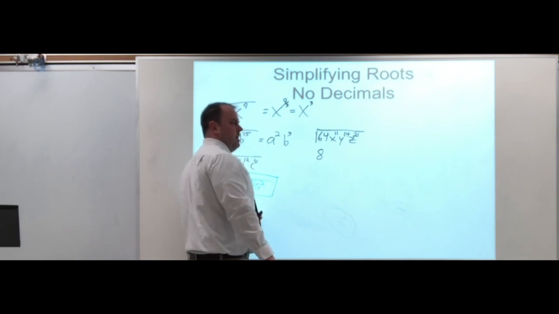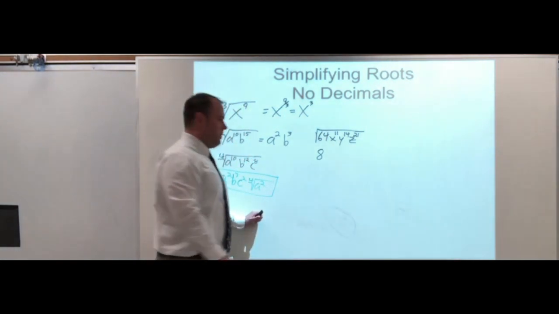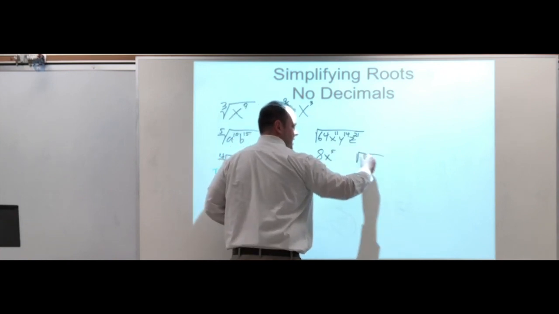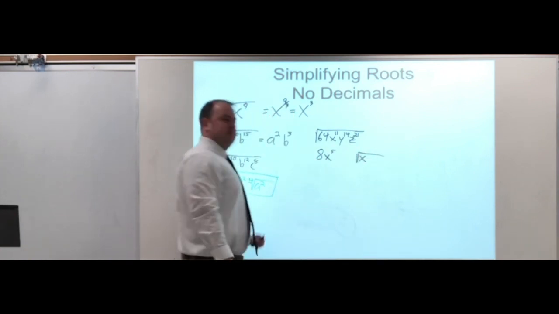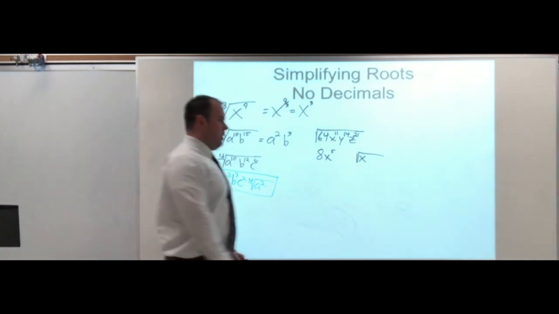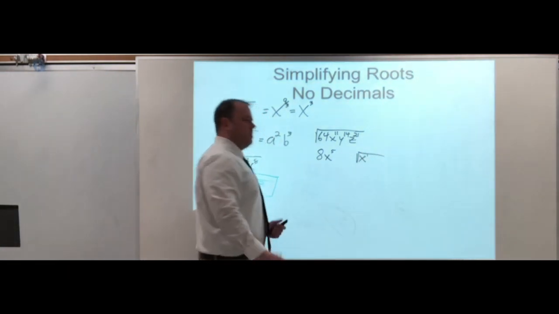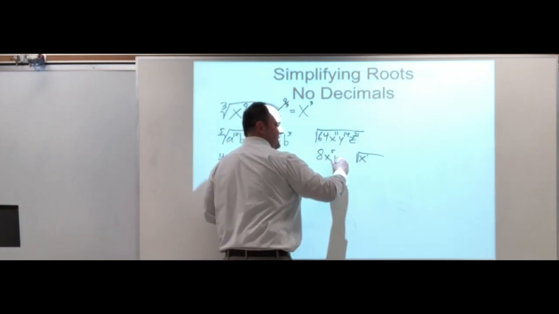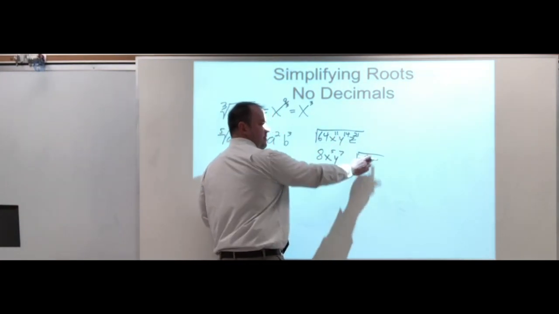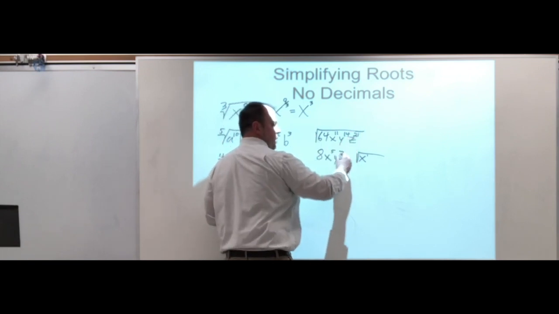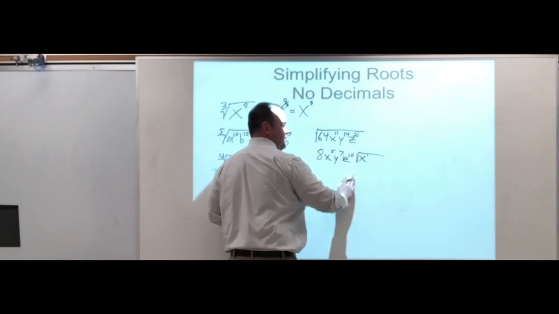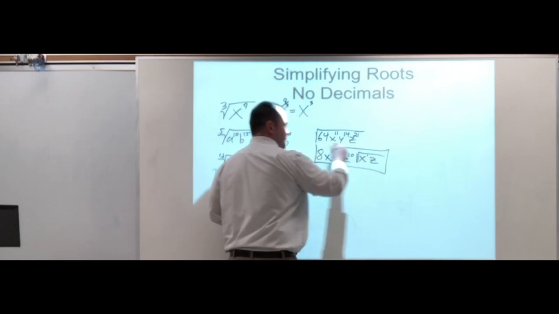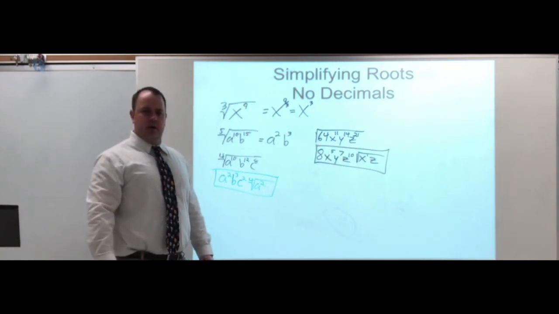2 goes into 11 5 times with 1 left over. So we're going to have x to the 5th, and we're going to leave 1 x inside because there was a remainder of 1. If you want to put the 1 there, you're more than welcome to, but you don't need it. 2 goes into 14 7 times. Nothing left over. 2 goes into 21 10 times with 1 z left over. And there would be your answer.